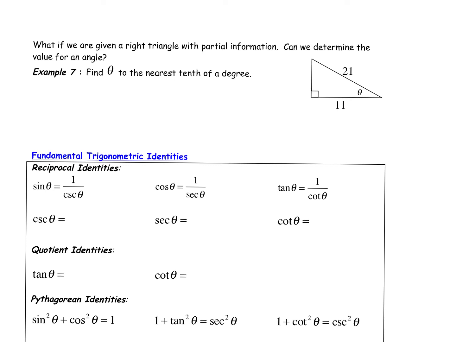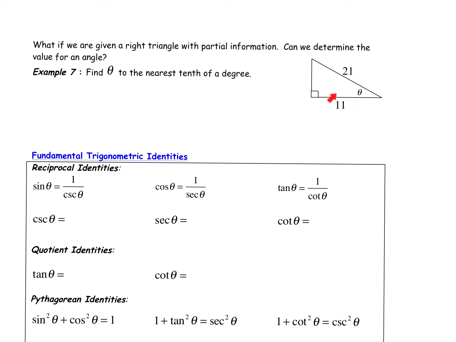This is the solution to example 7 from note 6.2. In this problem, we're given a triangle with partial information, and we want to find an unknown acute angle. We're given a right triangle here, so we can see the setup. We are trying to find the acute angle, which is labeled theta. So that's this angle here.